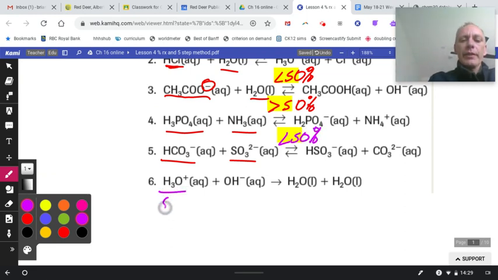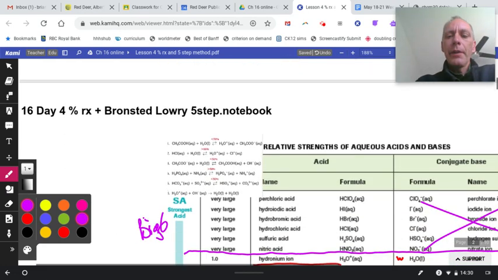And the last one is a strong acid and a strong base. We don't have to look that up. If either one of them is strong, done. Greater than 99%. And you also notice they're using that arrow to show you that. It's quantitative, greater than 99%.